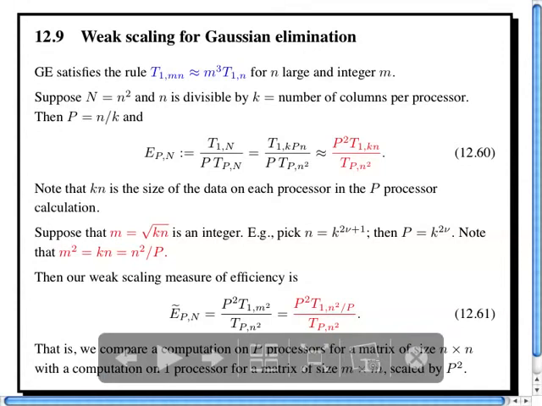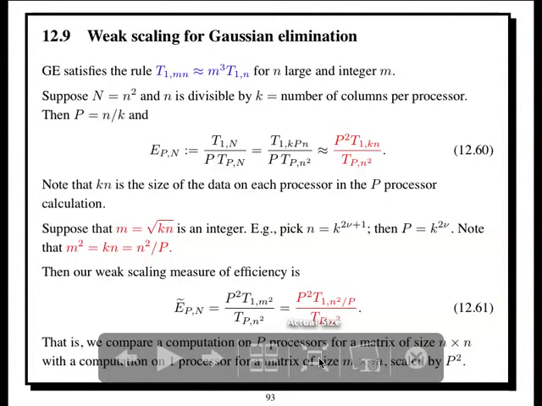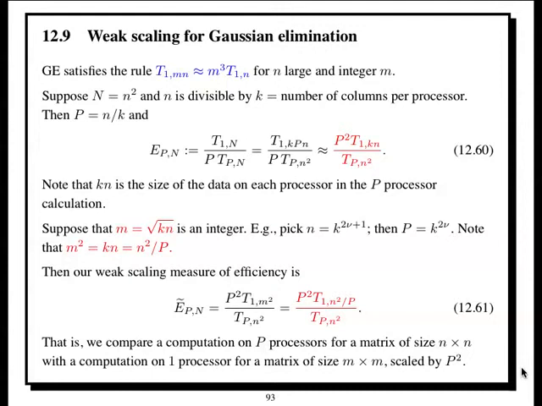Okay, so I just wanted to add a comment here. I talked about Gauss elimination. We talked about weak scaling, and I thought, why not show you what weak scaling looks like for Gauss elimination?